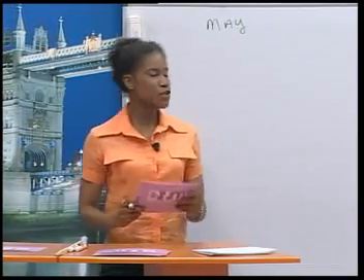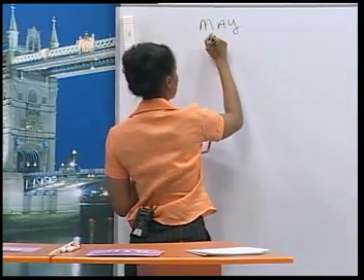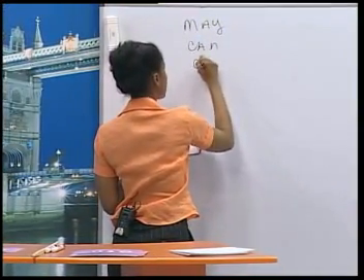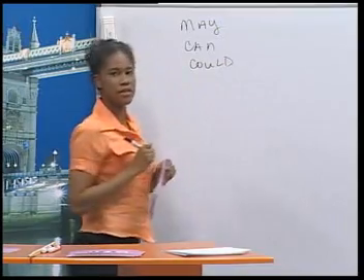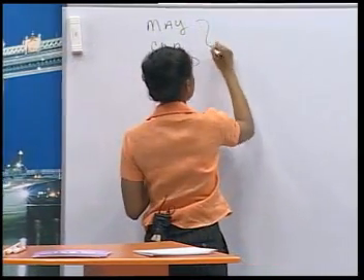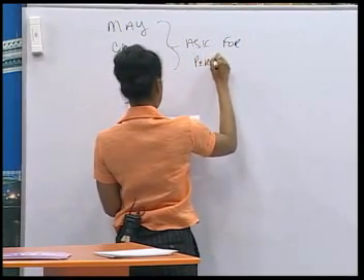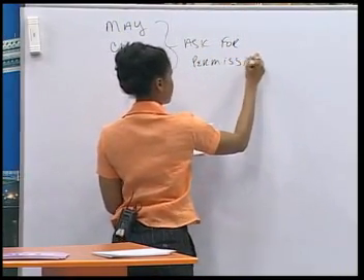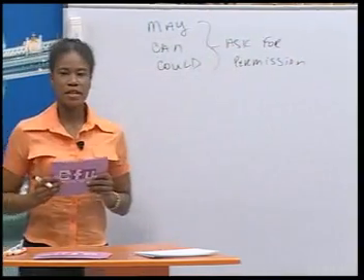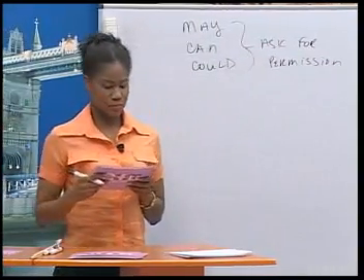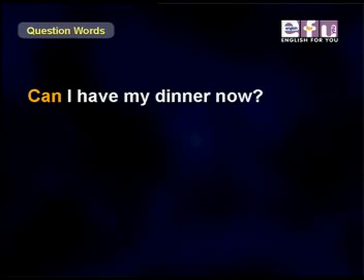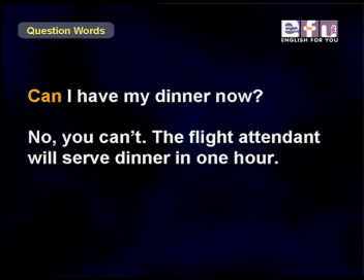Now let's review quickly. We can use may, can, or could to begin questions. These questions ask for permission. They are very polite questions. Okay, let's look at some more examples. Can I have my dinner now? No, you can't. The flight attendant will serve dinner in 1 hour.